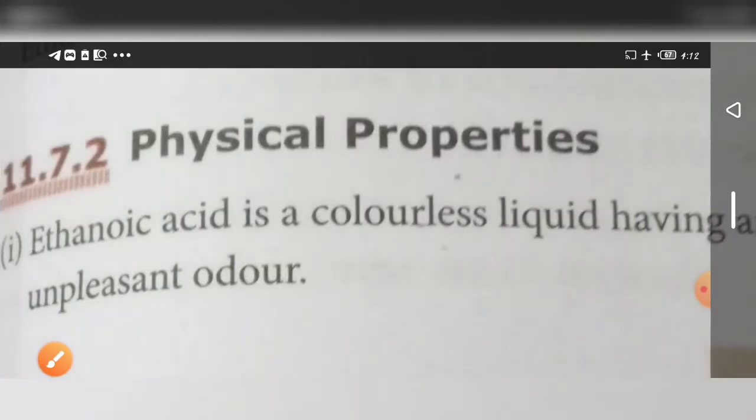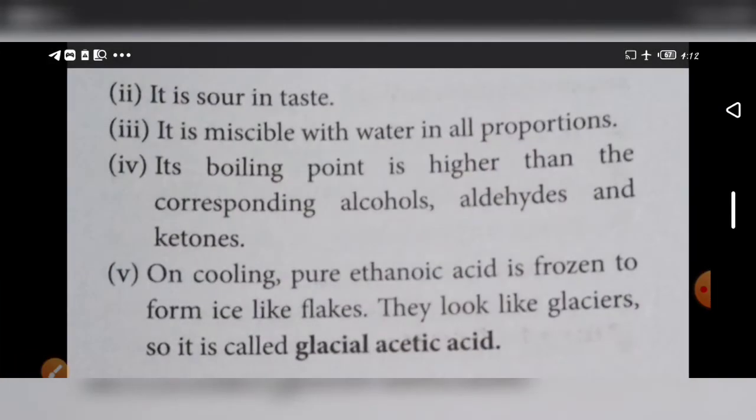Okay. Next, physical properties. Ethanoic acid is a colorless liquid having an unpleasant odor, that is, an unpleasant smell to our nose. It is sour in taste. It is miscible with water in all proportions. Its boiling point is higher than the corresponding alcohols, aldehydes and ketones. Its boiling point is 118 degrees Celsius, 391 Kelvin.